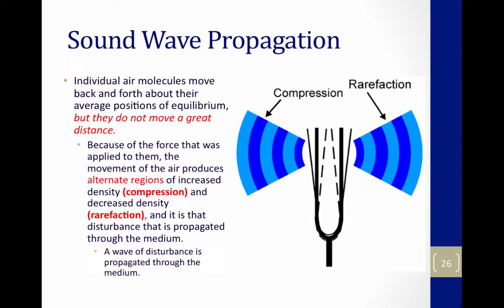Okay, so going back to sound wave propagation and the tuning fork. Remember, it's at equilibrium, a force is put on it, goes to maximum displacement, back to equilibrium, maximum displacement the other direction, and finally back to home base, equilibrium. That's one cycle of vibration. As it goes back and forth, it sends out waves of compression and rarefaction.